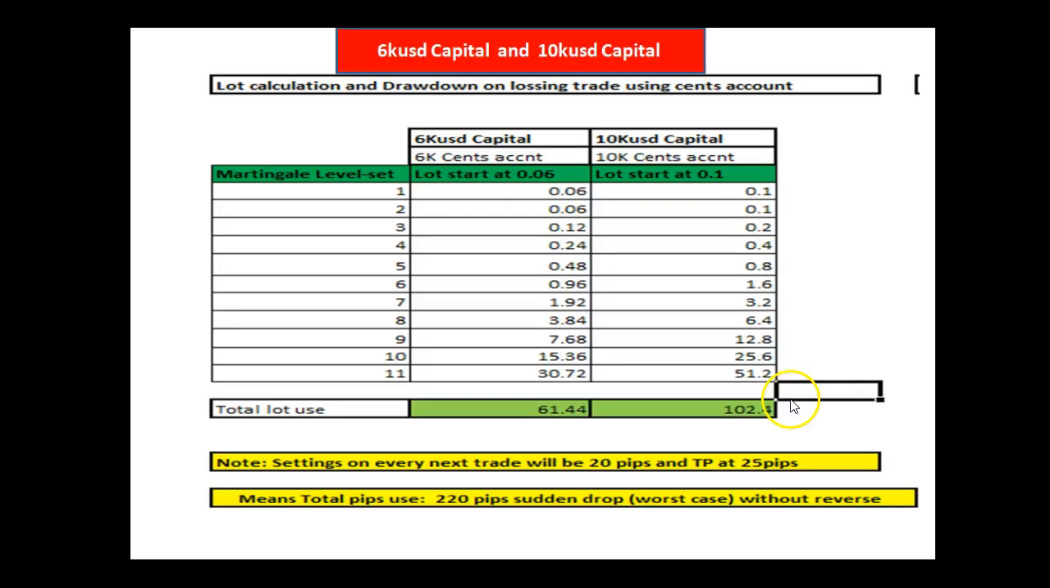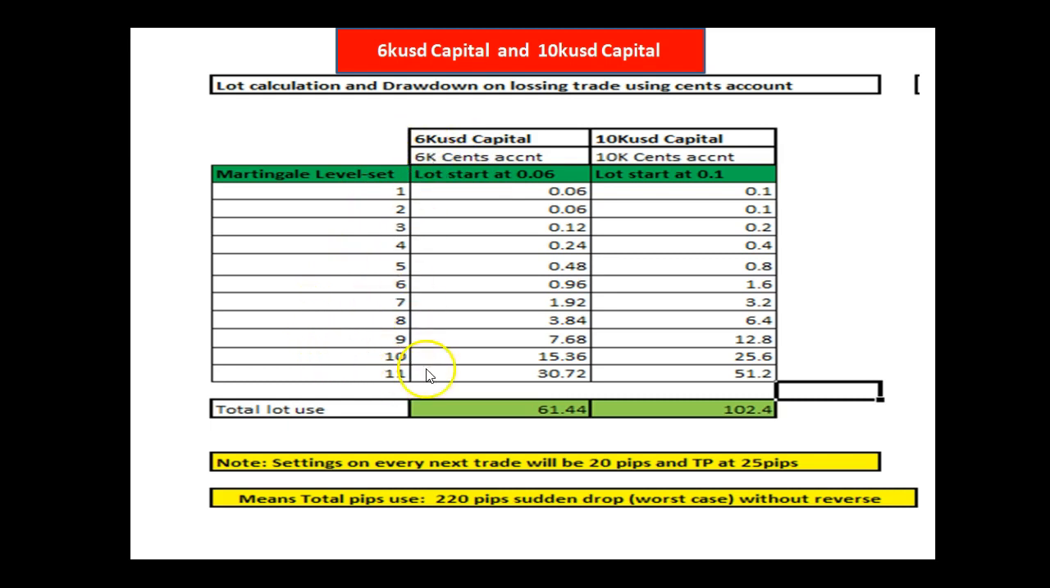All right, so now we touch on 6,000 US dollar capital and 10,000 US dollar capital. If you are a big investor, maybe your capital is more than this. You can see this capital is 6k and 10k. I think your capital is more than that, so this is for the big investors.